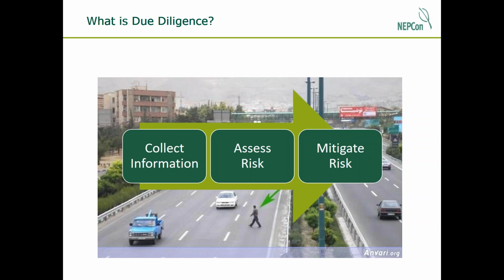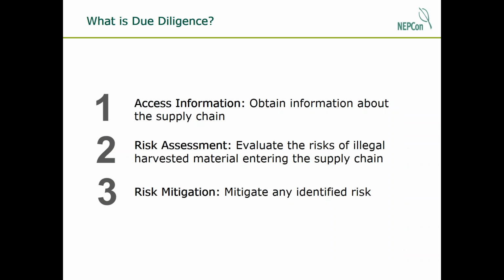That's a process of 3 steps: collecting information from your surroundings, assessing the risk, and then mitigating that risk. If we go next, we do exactly the same thing with timber supply chains, but we just use different information.